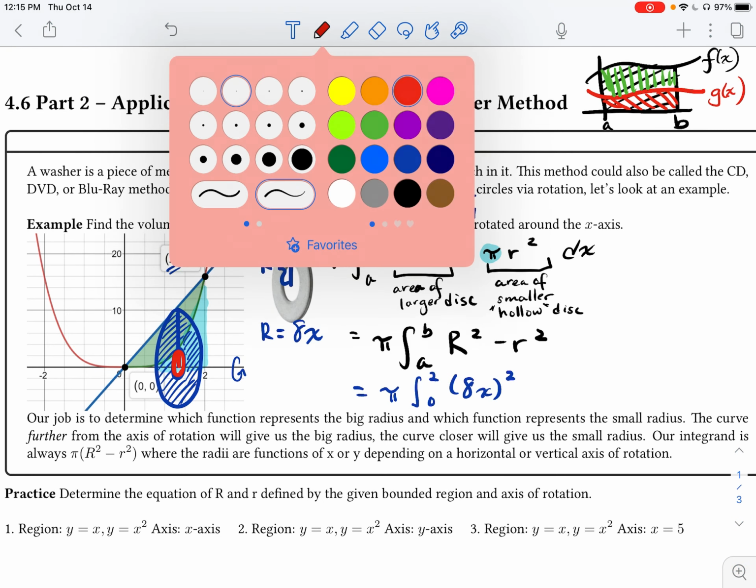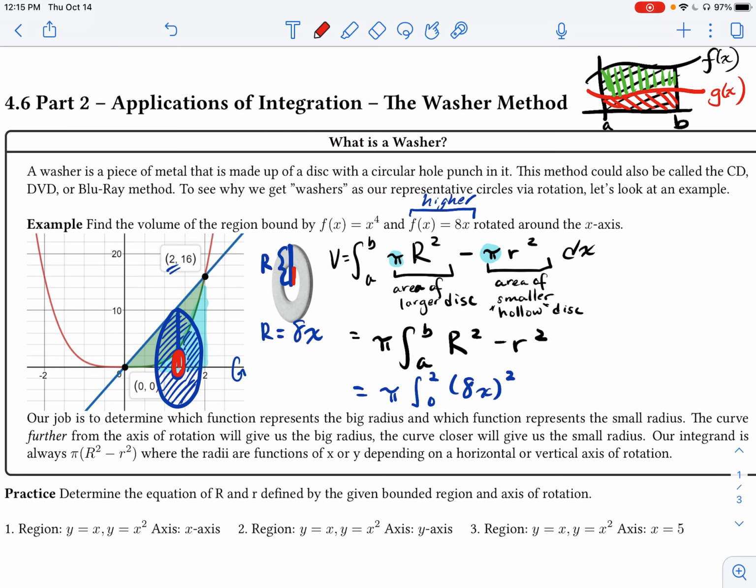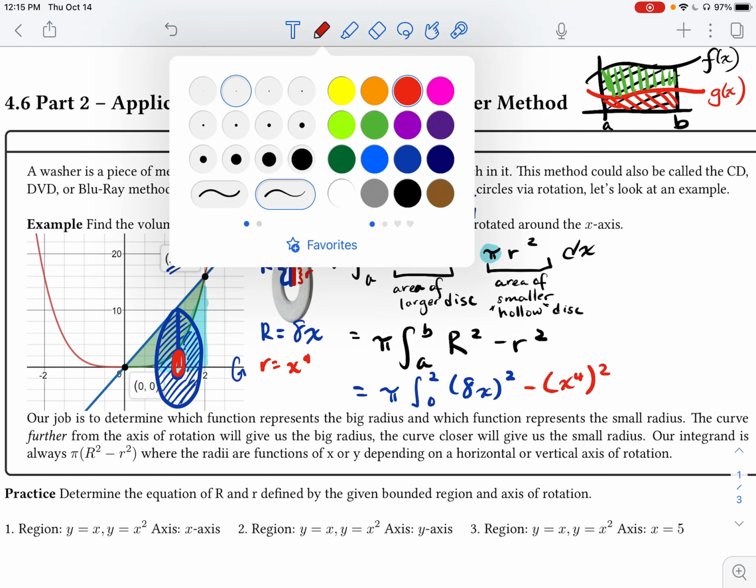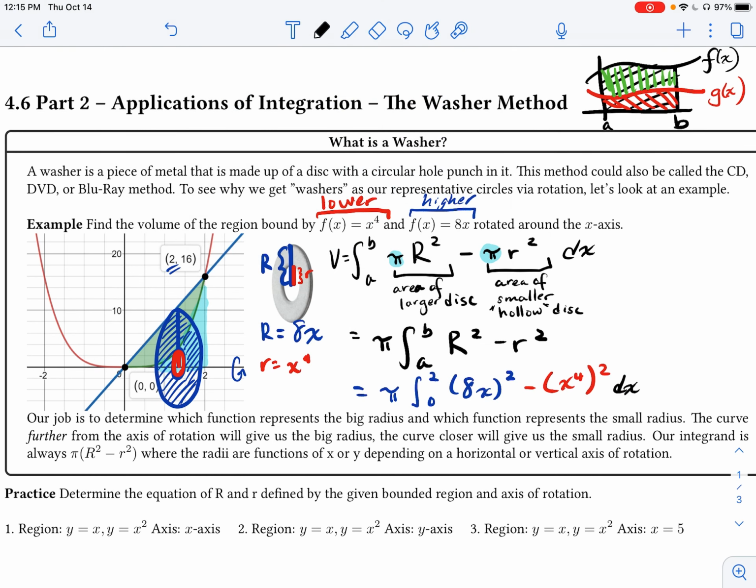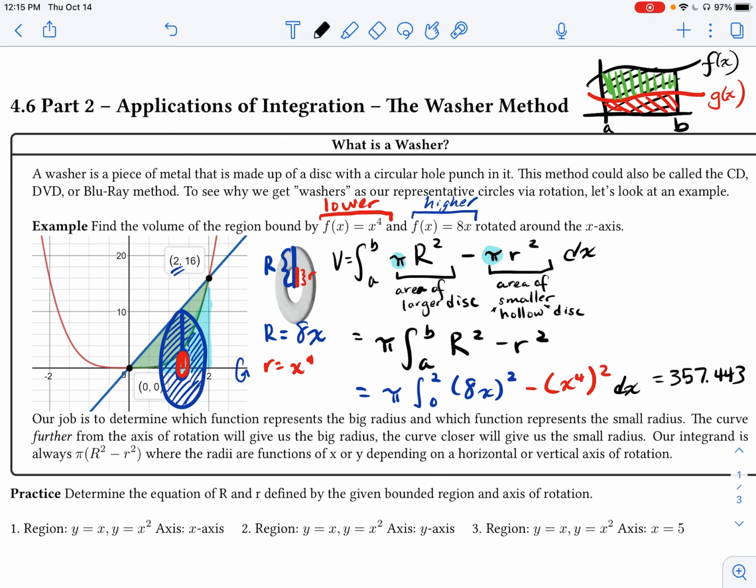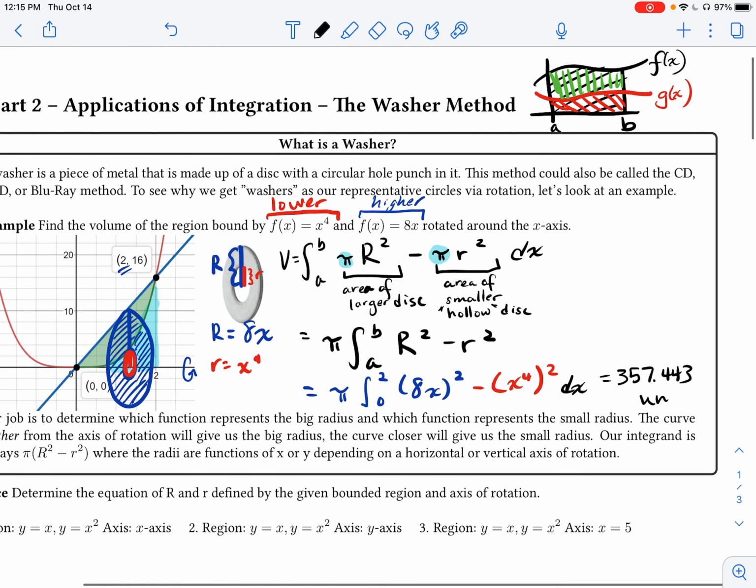Now what about our lowercase r, which is this hollowed out region here? This is our lowercase r. Well, that's going to be the distance from our x-axis to the lower function, which was x to the fourth. This is our lower function. So in this case, we would be subtracting x to the fourth, all of that squared, and this is all done with respect to x. So you can put this into your calculator right now, and you should get 357.443 units cubed.